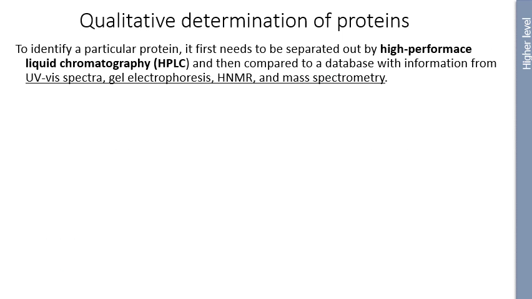Okay, so to identify a particular protein, you first need to separate it out by something known as high performance liquid chromatography, and it is then compared to a database with a whole range of information, from UV-Vis spec to gel electrophoresis, proton NMR, and mass spectrometry, which we've already looked at.